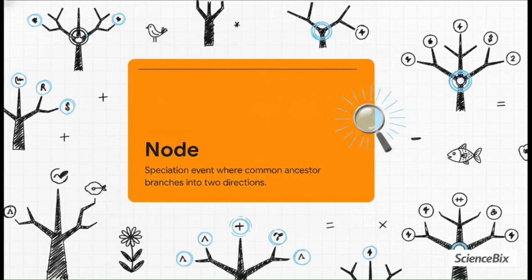And there's this beautifully simple mathematical rule that anchors all of this. The number of nodes on a fully resolved tree always equals the number of species minus 1. So if you have 8 species on your tree, you will have exactly 7 nodes. It's just a remarkably precise mathematical mapping of divergence.